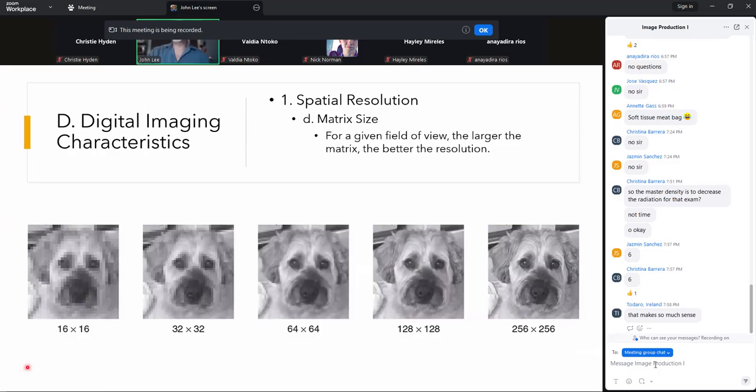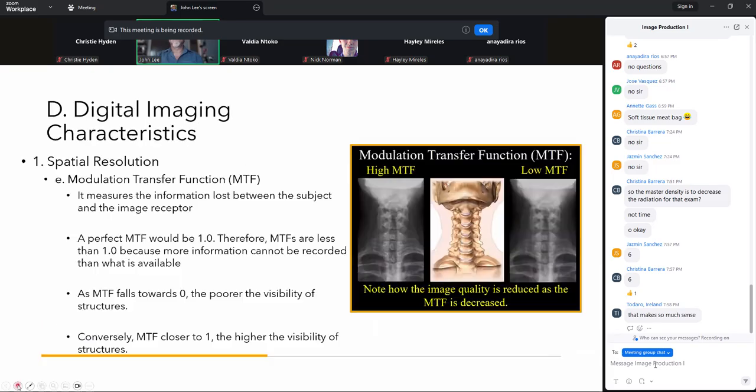So again, for spatial resolution, for a given field of view, the larger the matrix, the better the resolution because the pixel size is smaller. And because the pixel size is smaller, but the matrix size is increasing, the pixel pitch consequently is smaller as well. So it works out good.